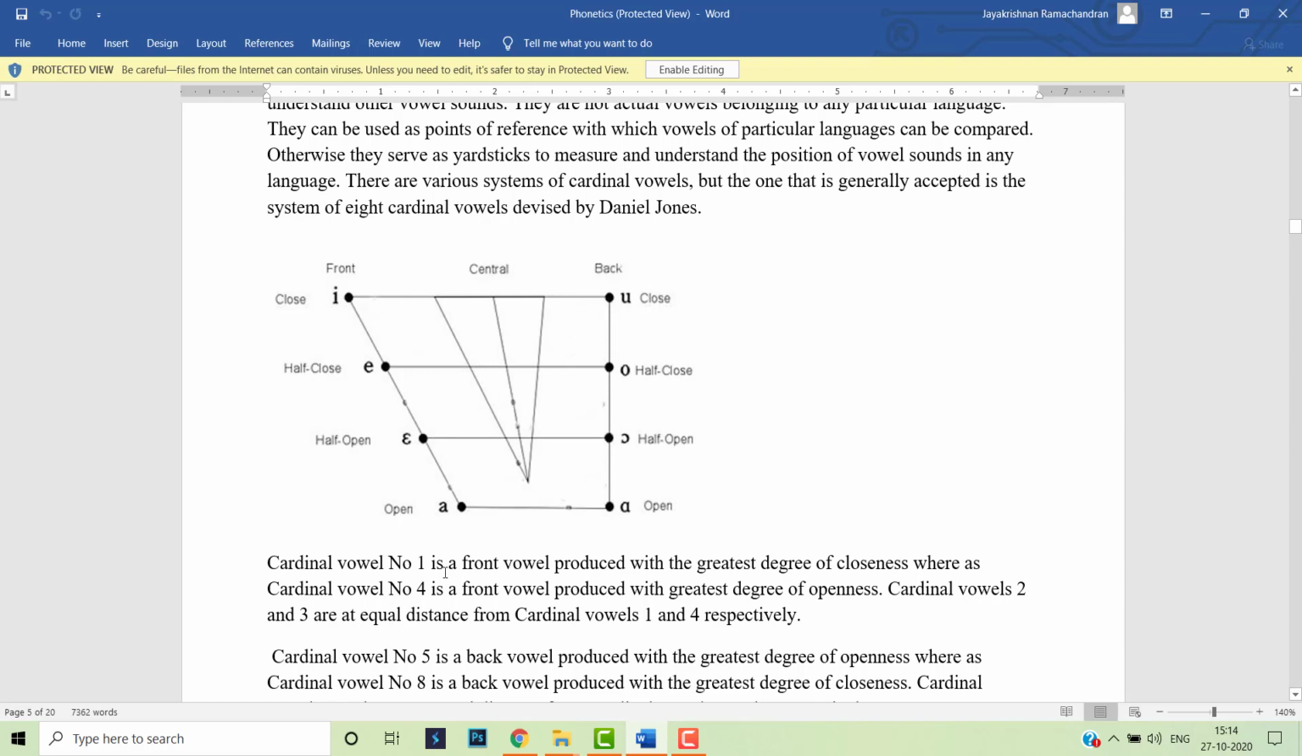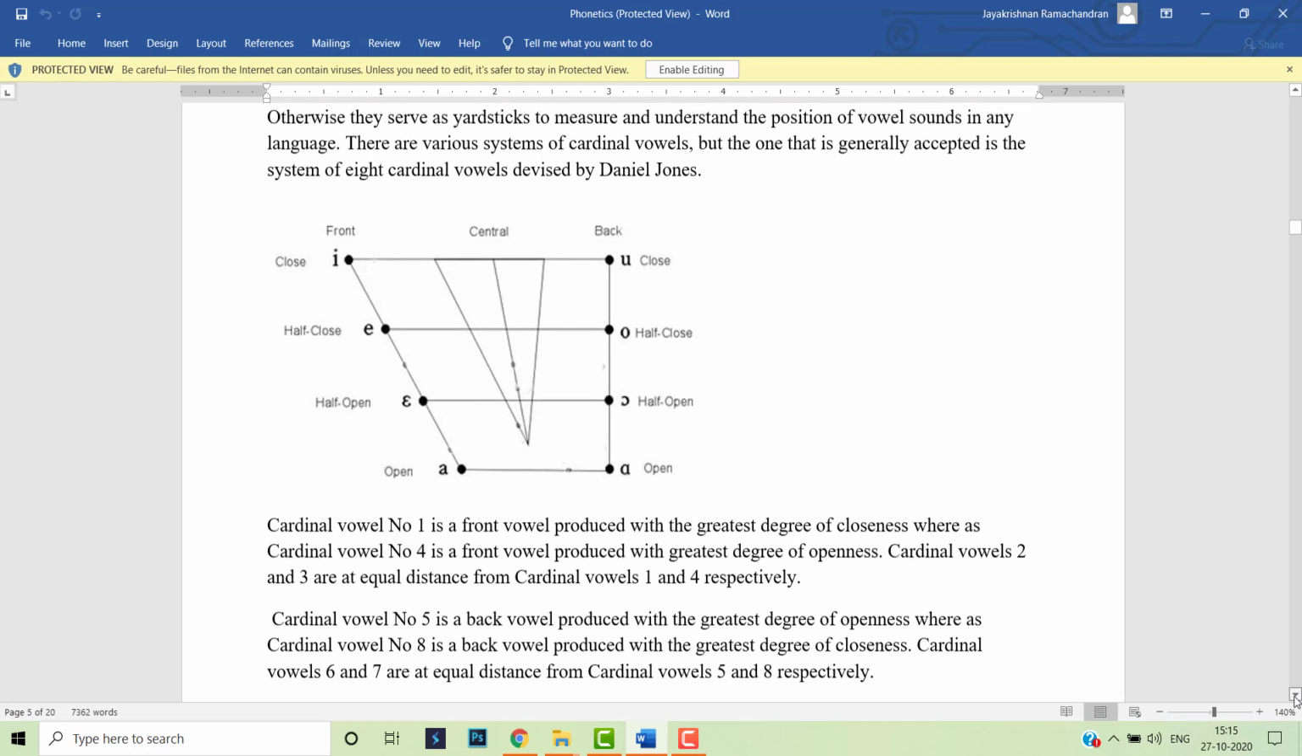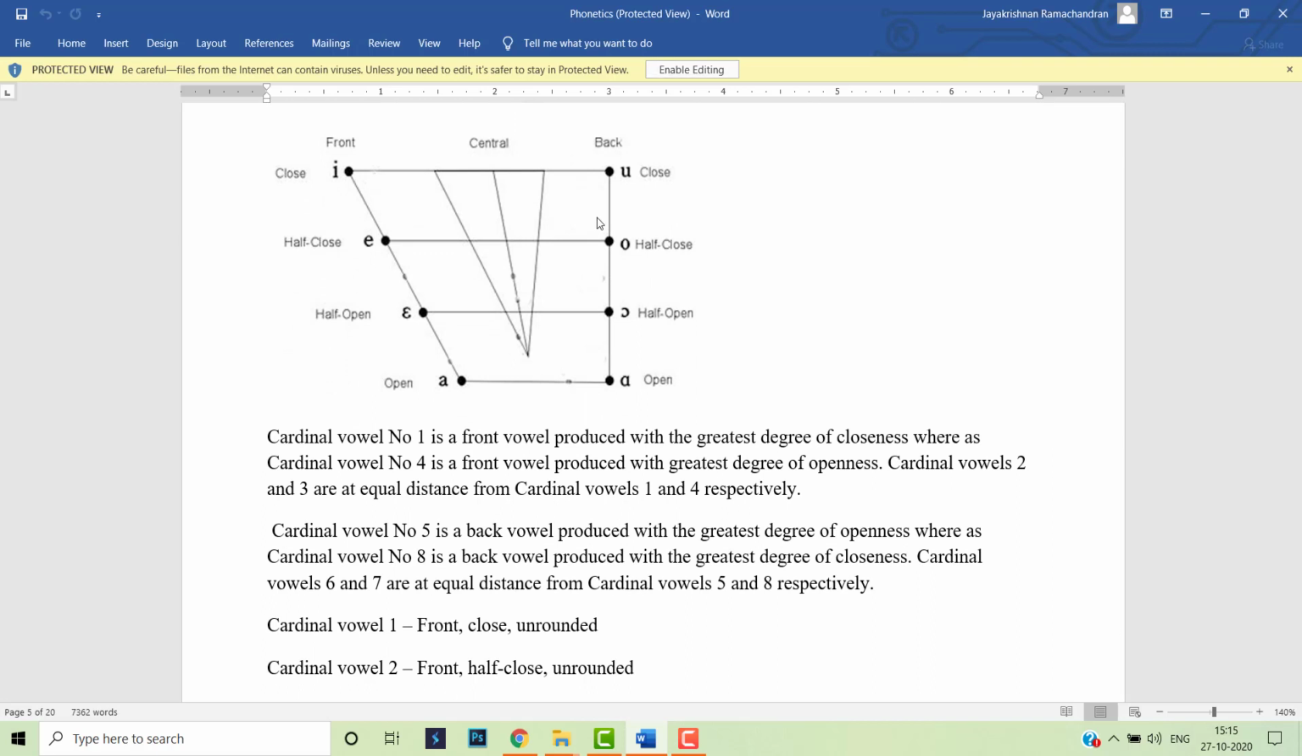Okay, so cardinal vowel number 1 is a front vowel produced with the greatest degree of closeness, whereas cardinal vowel number 4 is a front vowel produced with the greatest degree of openness. Cardinal vowels 2 and 3 are at equal distance from cardinal vowels 1 and 4 respectively. Cardinal vowel 2 is one-third of the distance from this one. Cardinal vowel 3 is one-third of the distance from this one. That is why we define them as two vowels which are at equal distance from cardinal vowels 1 and 4 respectively.